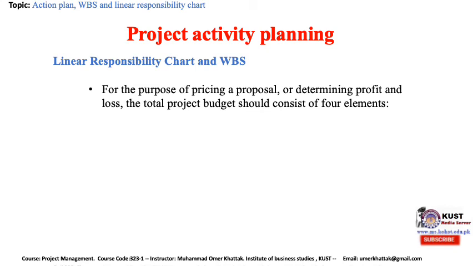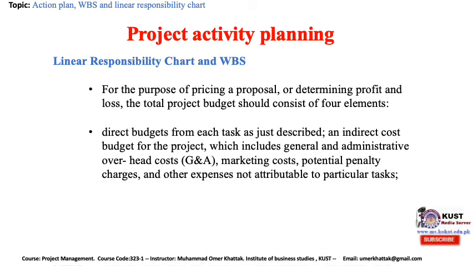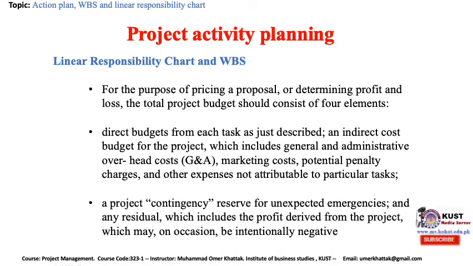For the purpose of pricing a proposal or determining profit and loss, the total project budget should consist of four elements. Direct budget from each task just described; an indirect cost budget for the project, which includes general and administrative overheads (G&A), marketing cost, potential penalty charges, and other expenses that do not attribute to a particular task; a project contingency reserve for unexpected emergencies; and any residual, which includes the profit derived from the project, which may on occasion be intentionally negative.